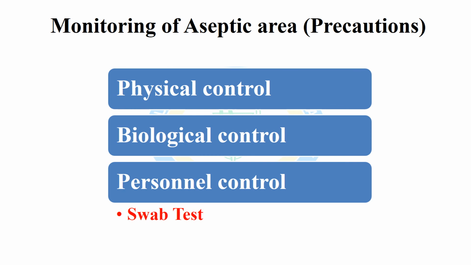Now the third is personal control. As already explained before, the human being is the major source of contamination, who can neither be sterilized nor be disinfected. Hence, only a restricted number of persons are allowed to work in the clean room area or aseptic area, who generally face medical checks to examine disease status by performing tests like the swab test.